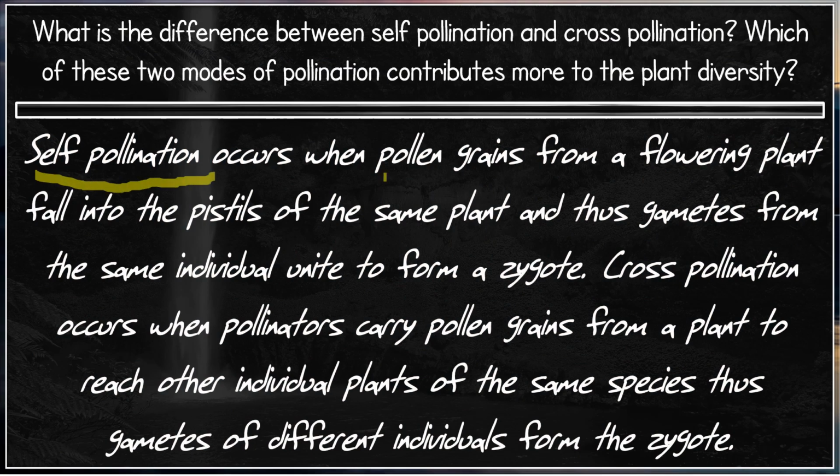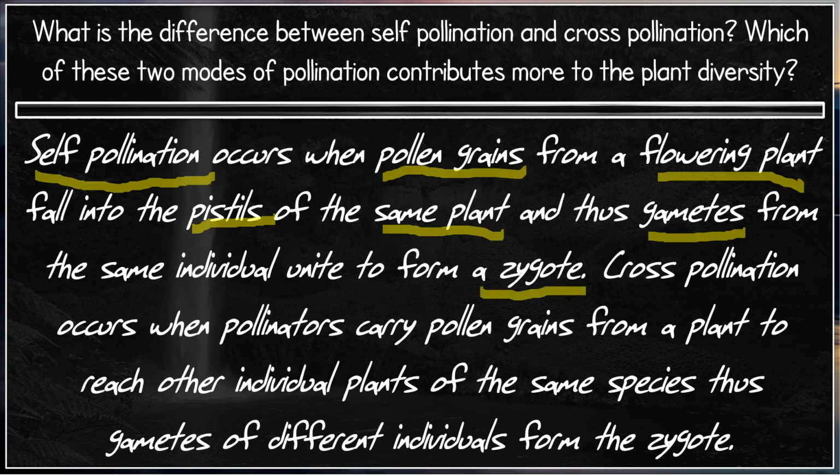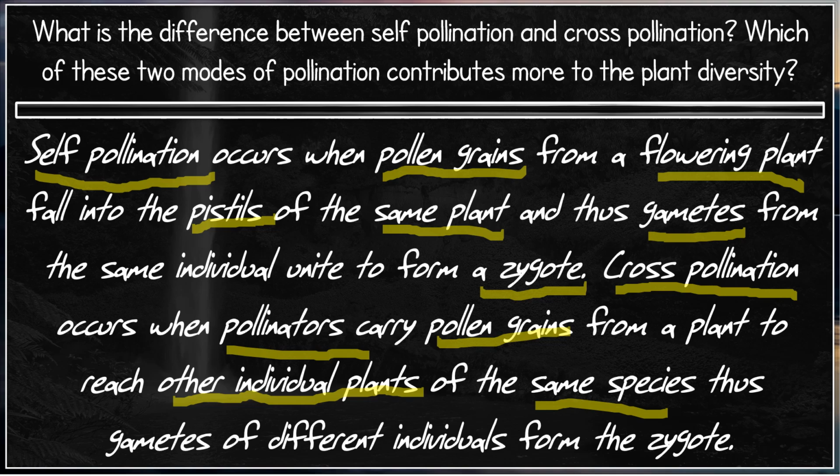Self-pollination occurs when pollen grains from a flowering plant fall onto the pistil of the same plant, and thus gametes from the same individual unite to form a zygote. Cross-pollination occurs when pollinators carry pollen grains from a plant and reach another individual plant of the same species. Thus, gametes of different individuals form the zygote.